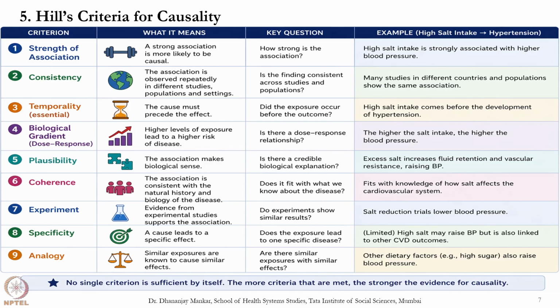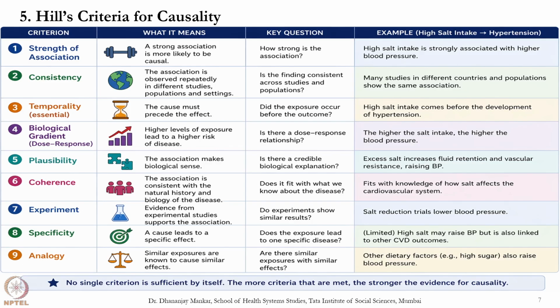And finally, what is the analogy? Similar exposures are known to cause similar effects. So similar exposure with similar effects is a key question. Other dietary factors, such as high sugar, also raise blood pressure. There are other reasons, such as high stress, that may also raise it, and among dietary factors there are many associations that can be seen with blood pressure.